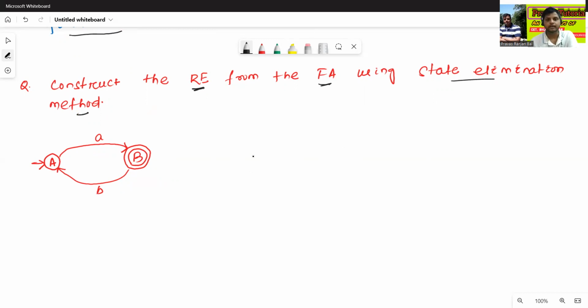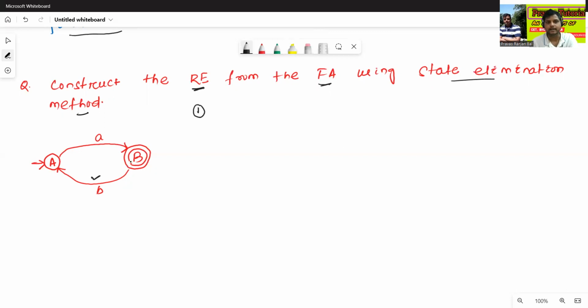So the first rule is what? Is there any incoming edge to the initial state? First we have to check S. One incoming edge to the initial state means from B to A. This is B. So in this case, what do we have to do? We have to introduce a new initial state.